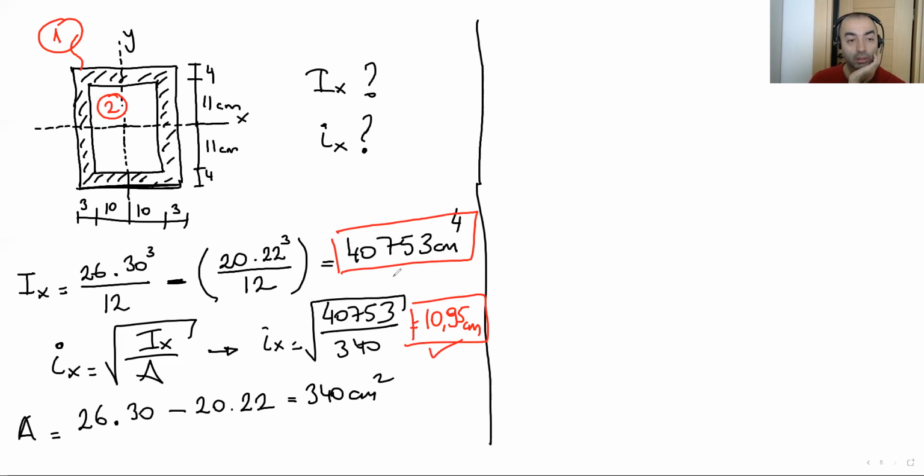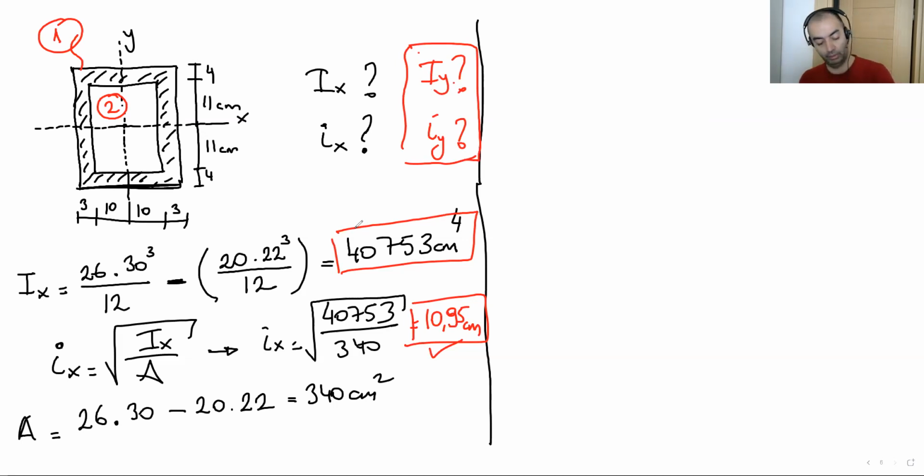Okay, while you are studying, please do the same things for Iy and radius of gyration ry. Calculate them by yourself. The method is the same. Be careful while you are doing the y-axis, which edge is parallel and which edge is perpendicular. Please be careful about that one. Okay, one more thing.